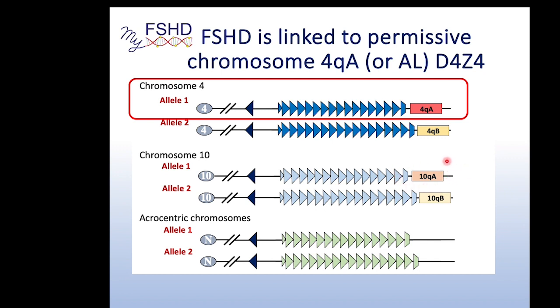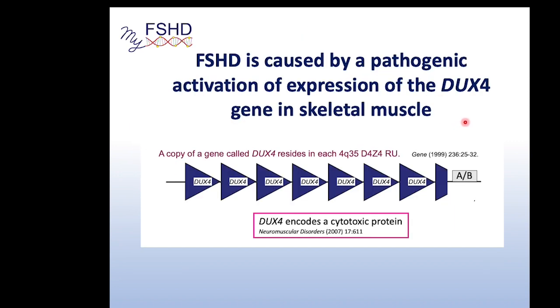Now you have to make sure that you are thinking diagnostically. What we want to know about is the chromosome 4q35 D4Z4 array in the context in cis, meaning on the same DNA sequence, linked to a 4A or 4AL subtelomere. All right, so why is this?